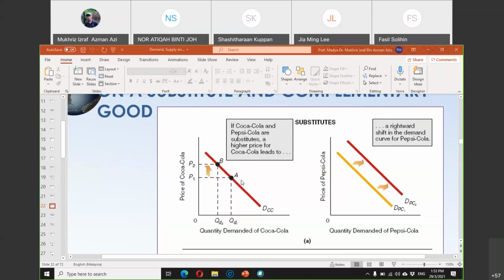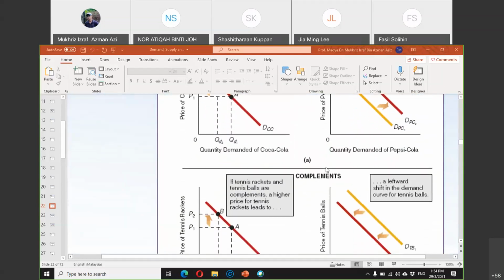The price of Coke goes up from A to B. So A to B means the price of Coca-Cola goes up. So this is the cost. So the effect when it comes to substitute, Pepsi is a substitute for Coca-Cola, so the demand for Pepsi will increase. So it's the effect graph that we can see whether it's shifting to the right or shifting to the left. The same thing here.